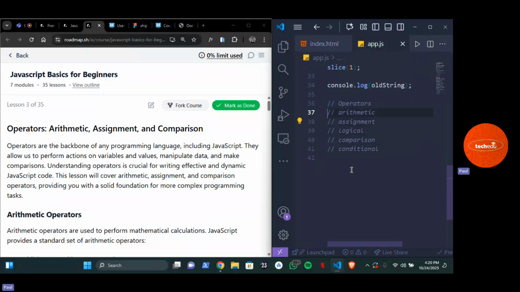We talked about one. We'll talk about three today. Then the last will be conditional, when we get into control flow with if statements. So we'll talk about arithmetic operators.